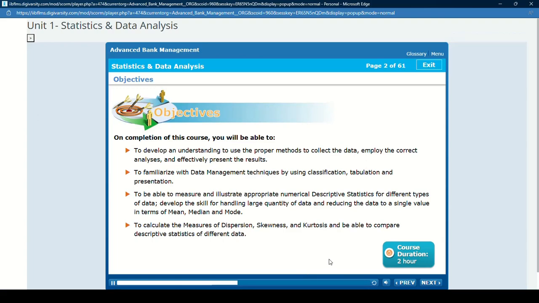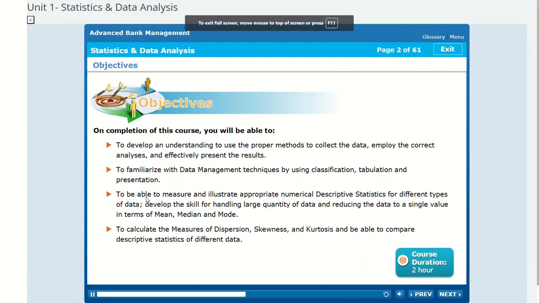To be able to measure and illustrate appropriate numerical descriptive statistics for different types of data, develop the skill for handling large quantity of data, and reducing the data to a single value in terms of mean, median and mode. To calculate the measures of dispersion, skewness, and kurtosis and be able to compare descriptive statistics of different data.